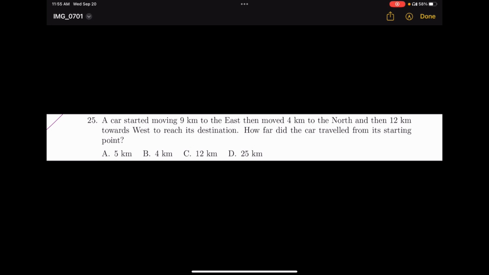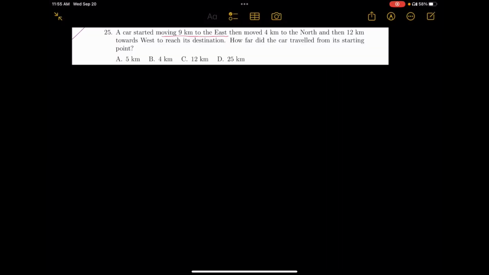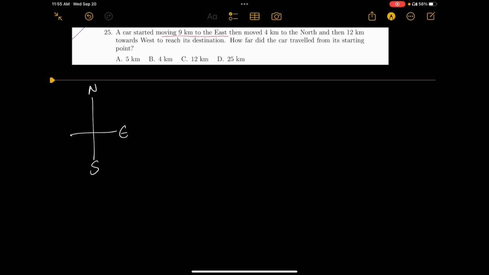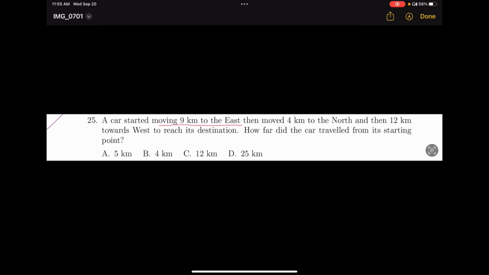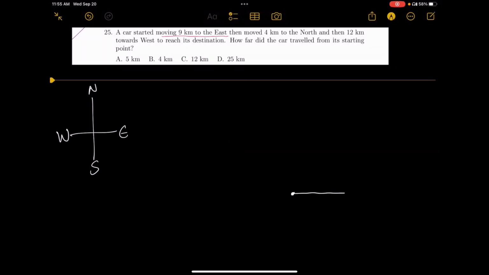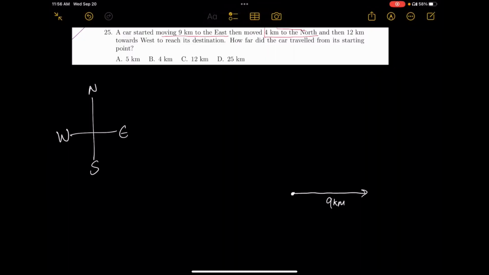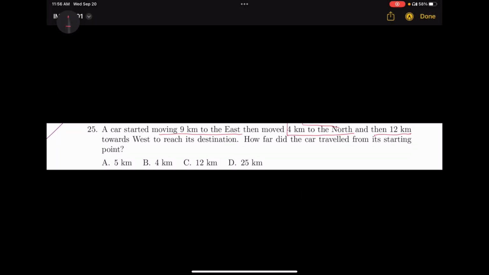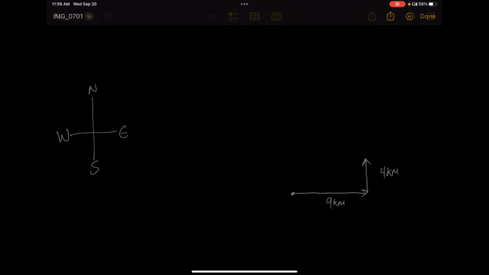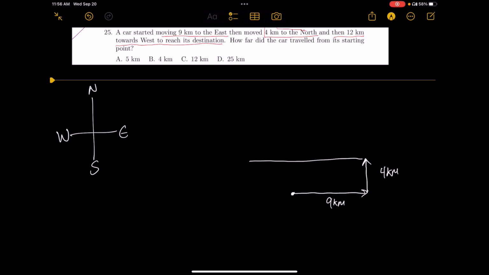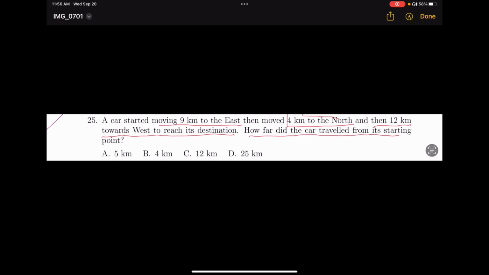Question 25. A car started moving 9 kilometers to the east. If we think of north, south, east and west, and this is the starting point of the car, it moved 9 kilometers to the east, then moved 4 kilometers to the north, then 12 kilometers towards west to reach its destination. Now how far did the car travel from its starting point?